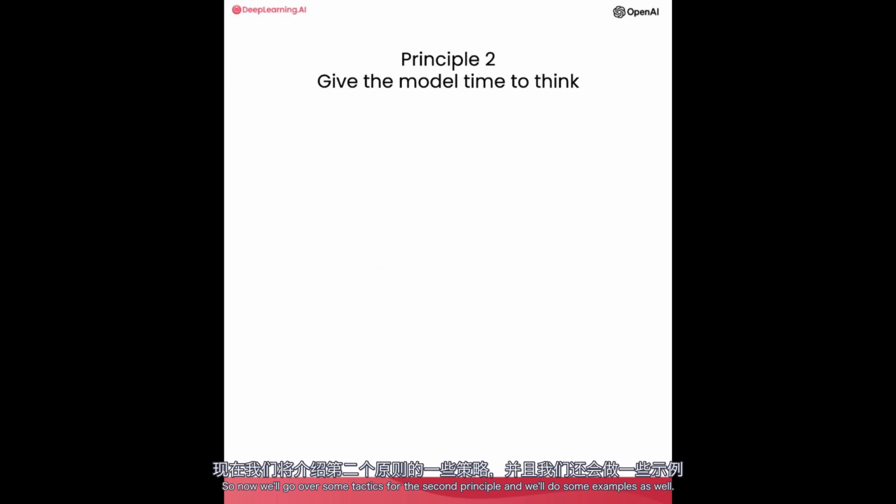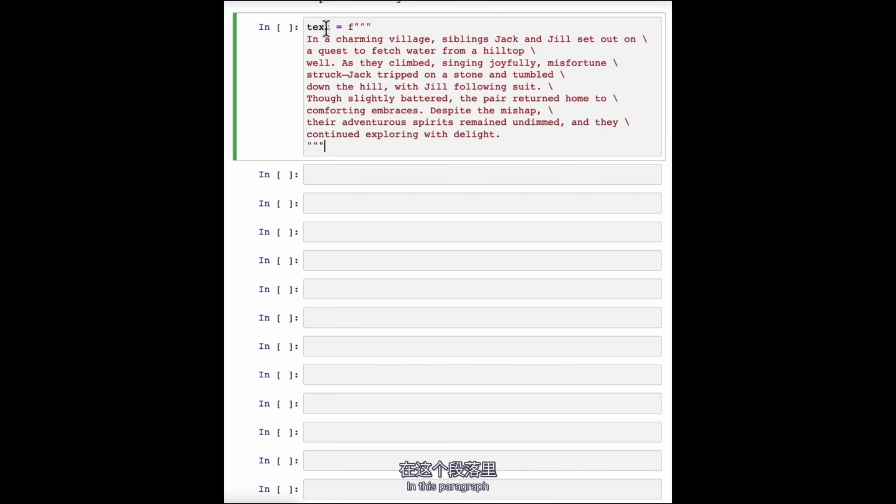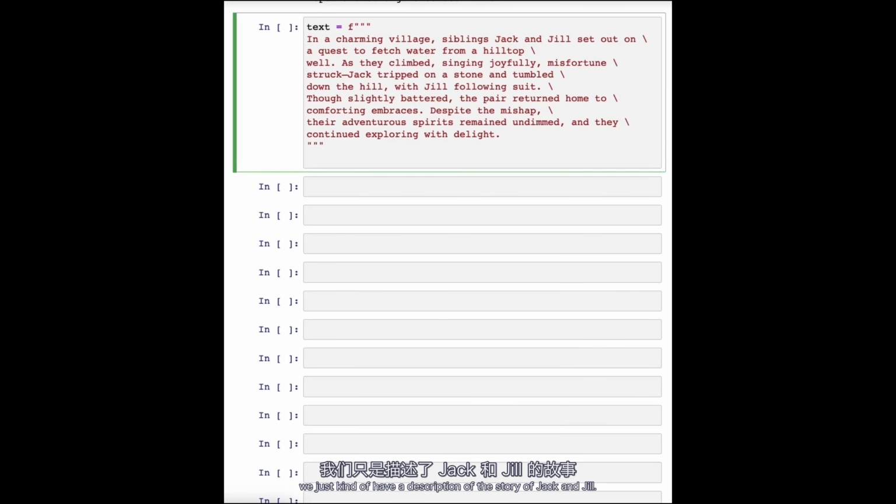So now we'll go over some tactics for the second principle, and we'll do some examples as well. Our first tactic is to specify the steps required to complete a task. So first, let me copy over a paragraph. And in this paragraph, we just have a description of the story of Jack and Jill.